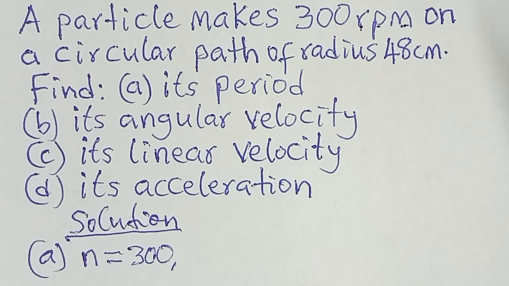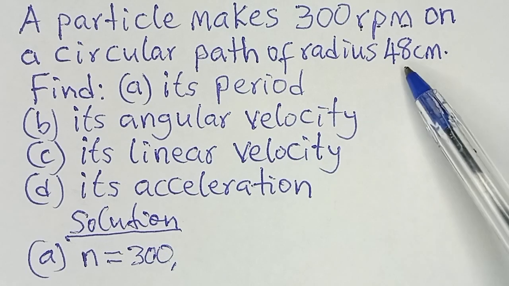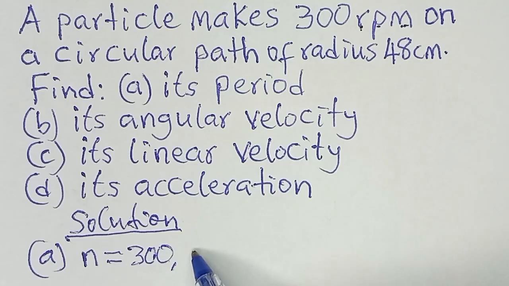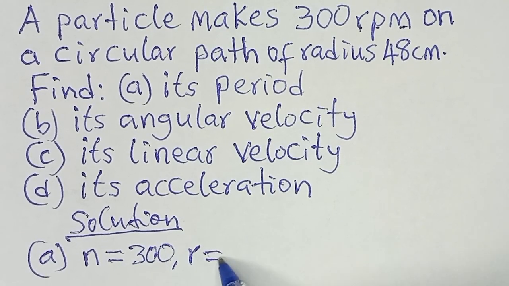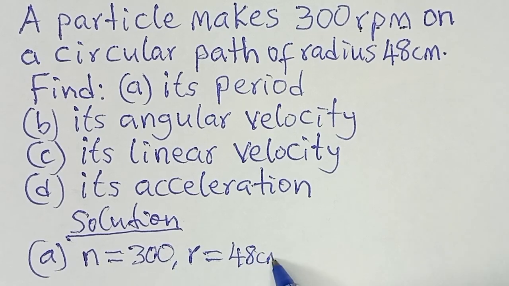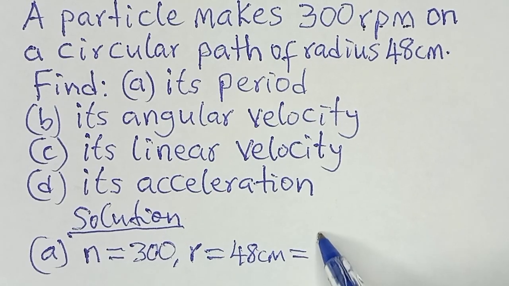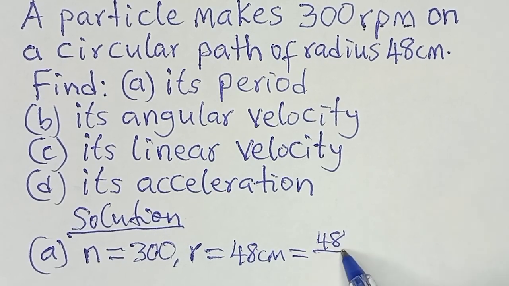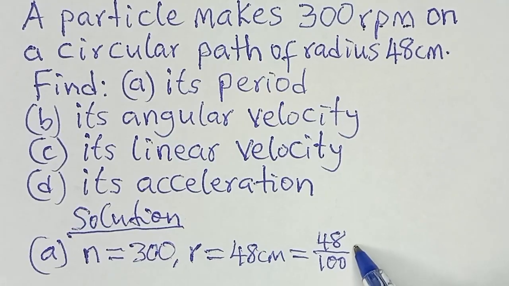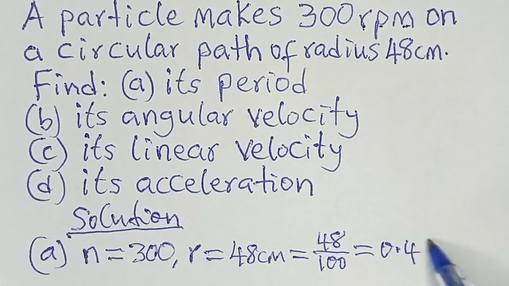And then we have the radius of the circular path as 48 centimeter. Now we have to convert it to meter. So it will be equal to 48 over 100 in order to convert it to meter, and that will give us 0.48 meter.